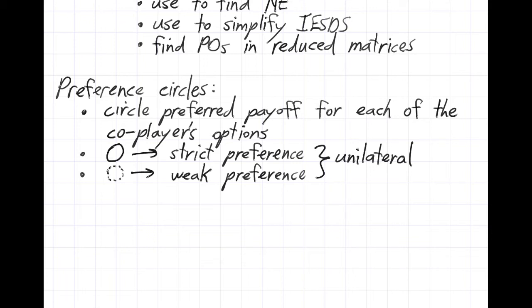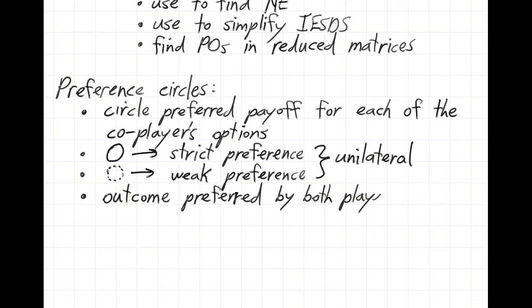So we move unilaterally. Now, if an outcome is preferred by both players, meaning that both of the payoffs in an outcome are circled, then we've got a Nash equilibrium. So this is an alternative to using preference arrows to find the Nash equilibria, and it can be better in cases where there are a lot of arrows that you would need to draw, because this focuses you immediately on the best outcome for each player.